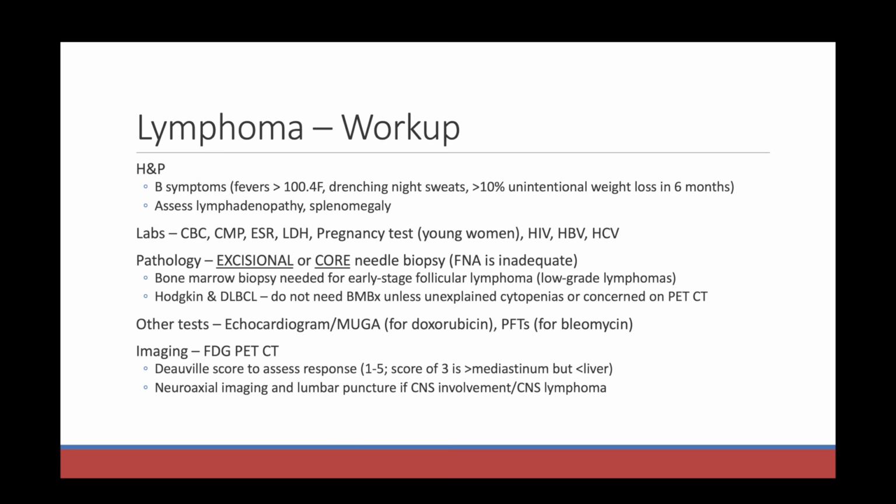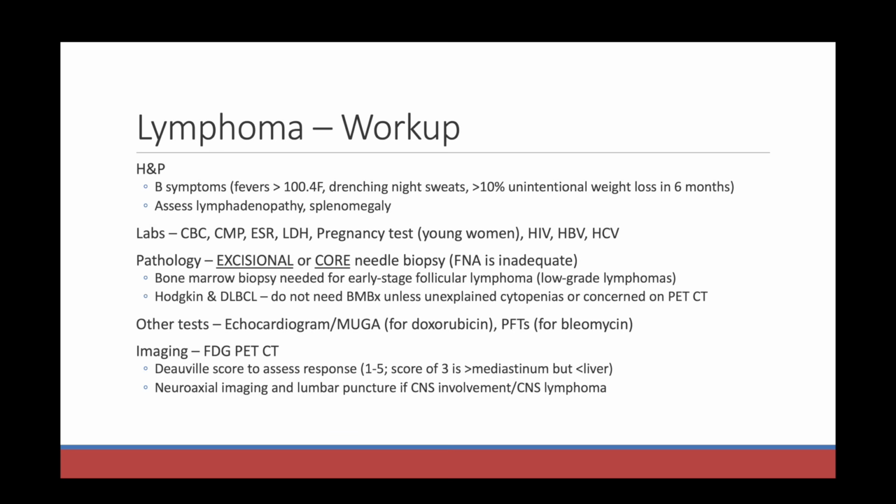Other tests to think about, these patients often will need doxorubicin, so you need to get an echocardiogram or a MUGA scan to evaluate heart function, and then get pulmonary function tests if you're going to be giving them bleomycin. And for imaging, it's very, very, very important to get a PET scan. And you get a PET scan pre-treatment, and then post-treatment, you use a Deauville score to assess the response. So usually scores of 1 and 2 on the Deauville score are defined as a complete response.